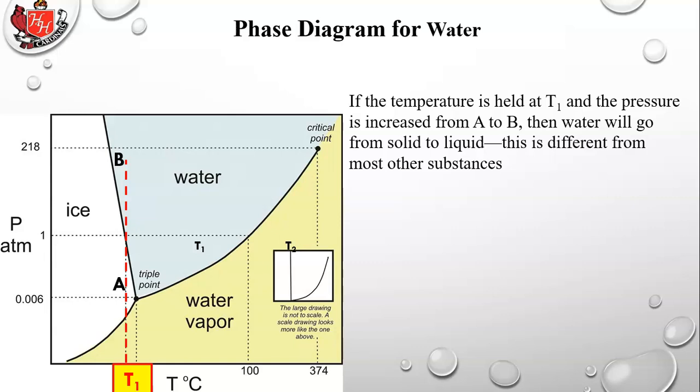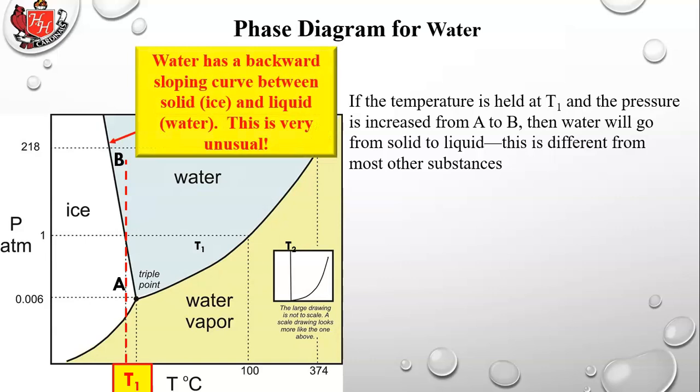So again, water is unusual because at low pressure, it can create the hydrogen bonds and stretch out into those hexagonal structures you saw on the previous slide. At high pressure, you start to squeeze those hydrogen bonds and you crush them, and the water molecules fall together into liquid form. And so that's why this line between ice and water is backward sloping. Lower pressure is the solid, higher pressure is the liquid water. That's very unusual in most substances. So water has a backward sloping curve between solid ice and liquid water. This is very unusual.